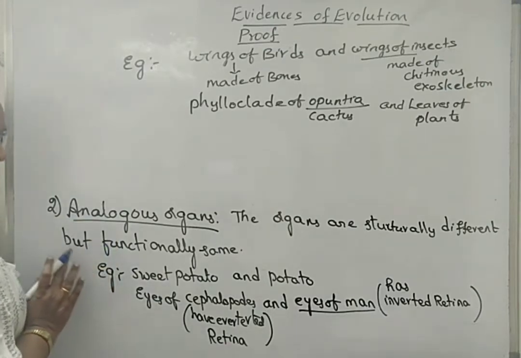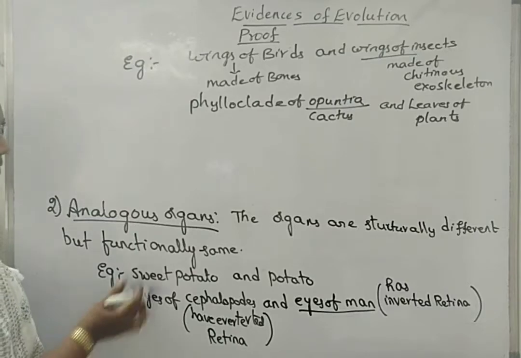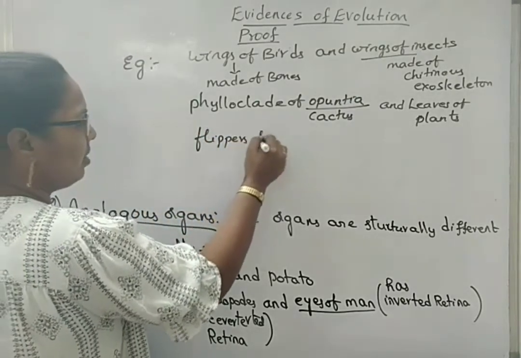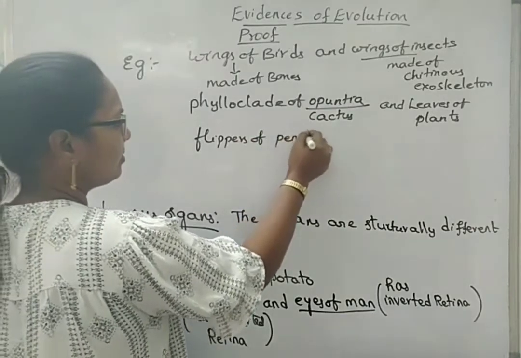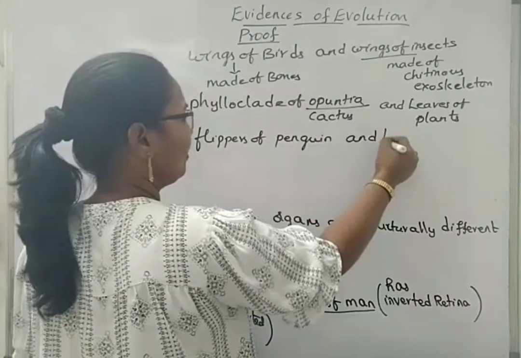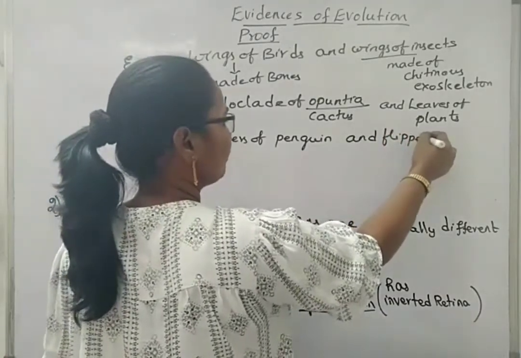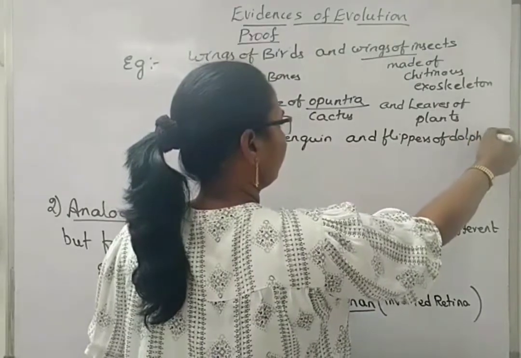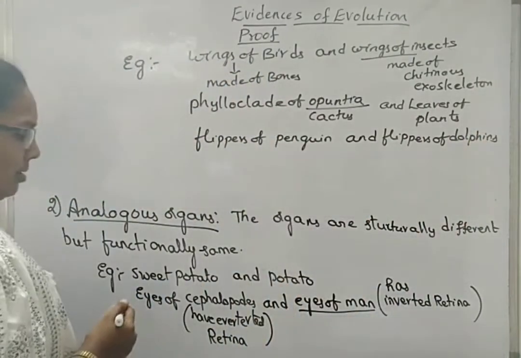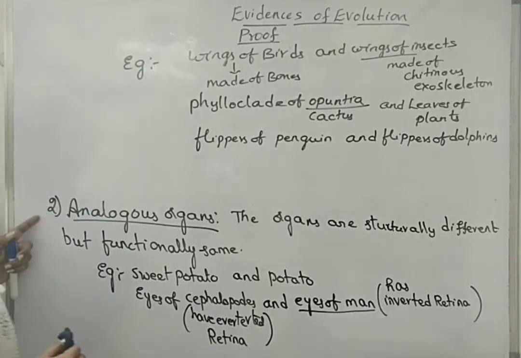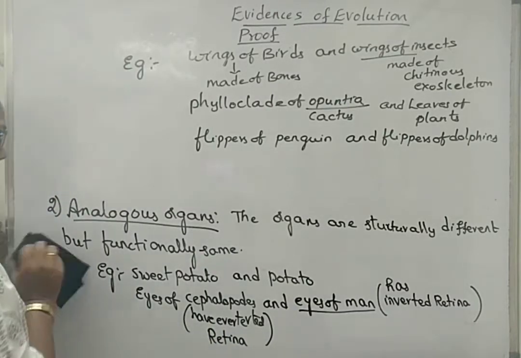There are some structures. We can also take flippers of penguin and flippers of dolphins. Next. This is about homologous organs, analogous organs.